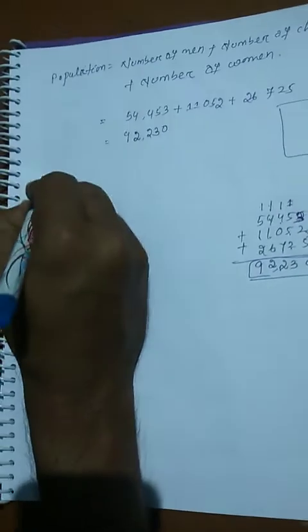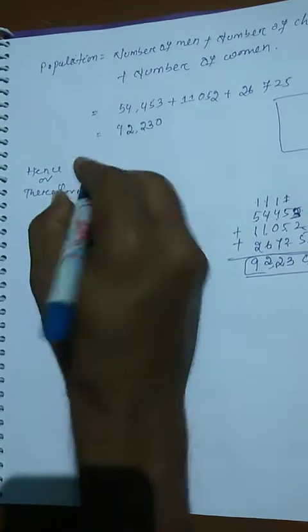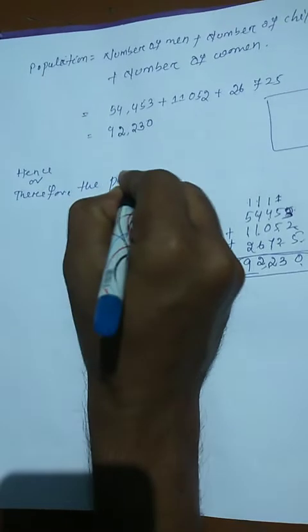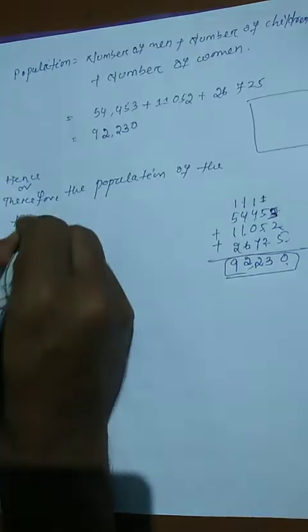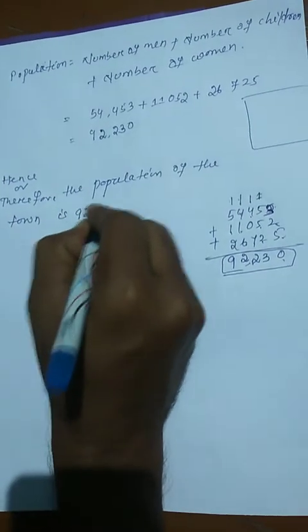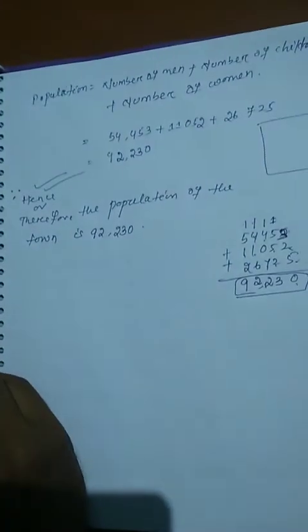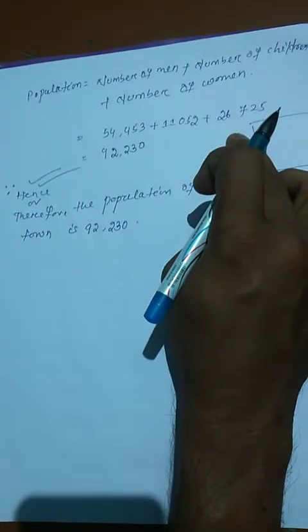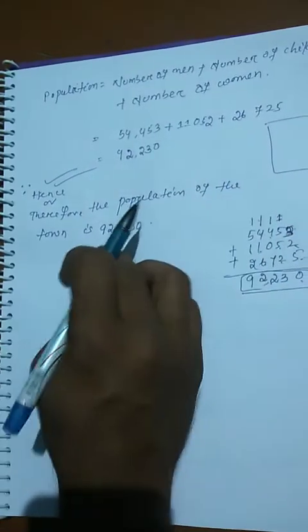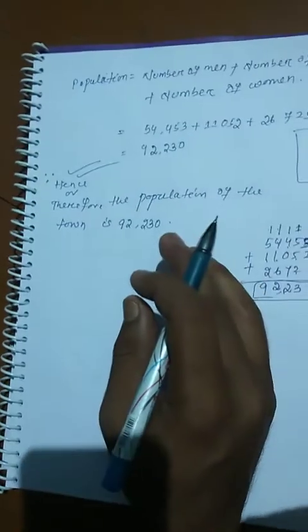After that, hence, or you can also write therefore, the population of the town is 92,230. So this should be written. Everybody, you have to write this after completing your question and answer. After that you will write therefore the total population is this, or hence, whatever the answer is. Then let's do another question.